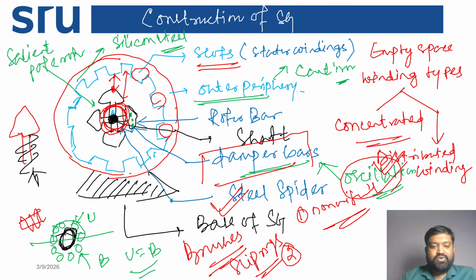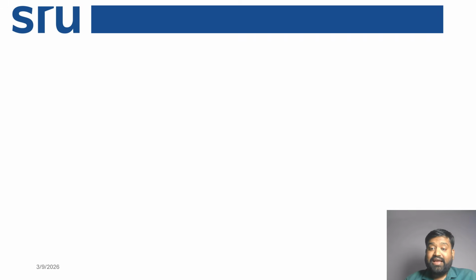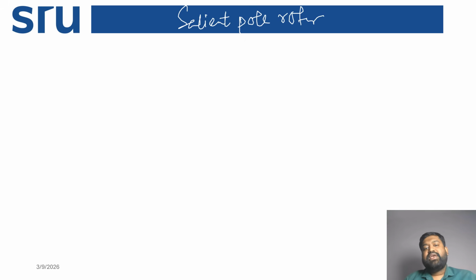This is all about it. Now coming to the next part. What is that? Salient pole structure, why like this? This is a very important question, and people are also asking. What is the salient pole rotor? Now in case of the salient pole rotor, you first draw the diagram of the salient pole rotor.